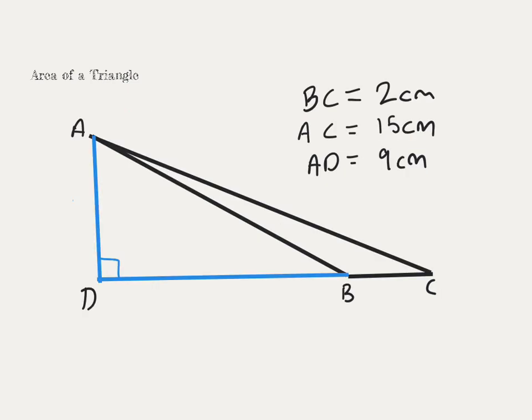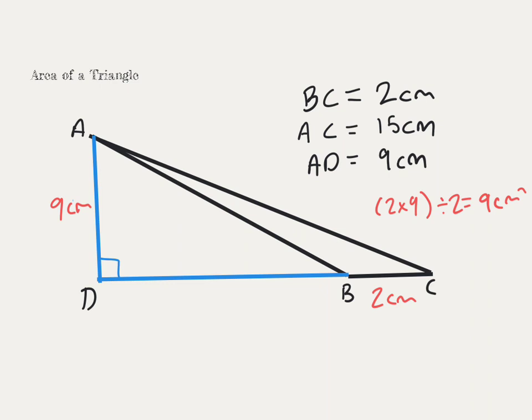Another one, we're going to have to work out the base and the height. Which is the base and the height? Well, they need to be perpendicular, so I've got my right angle, so the base is BC. Remember, it's only the bit that's on the triangle. The height is AD. BC is 2 centimetres. AD is 9 centimetres. 2 times 9 is 18, divided by 2 is 9 centimetres squared.